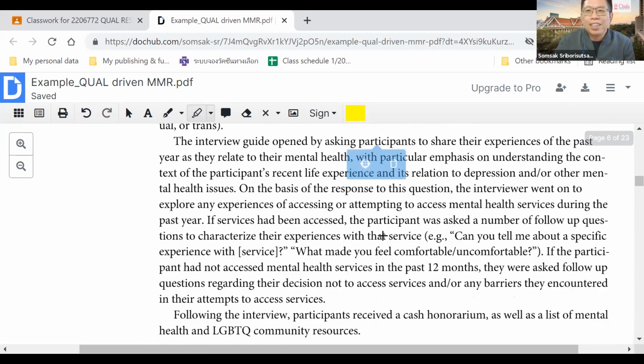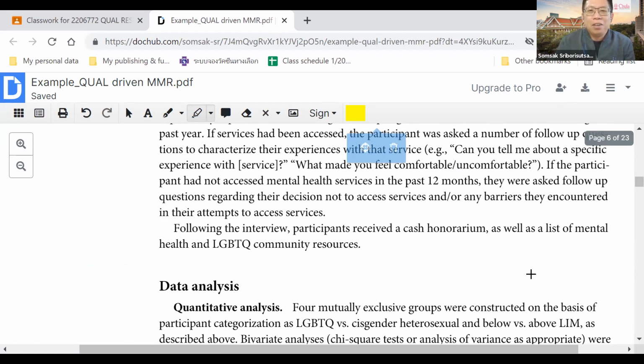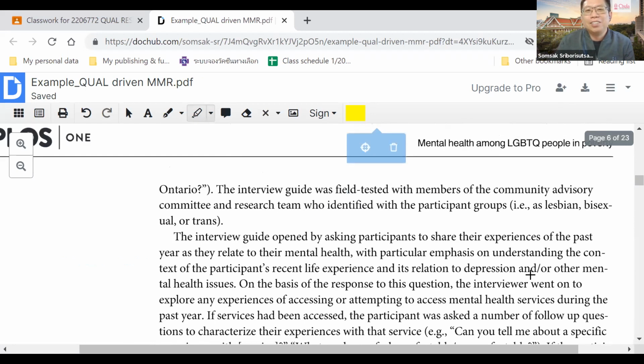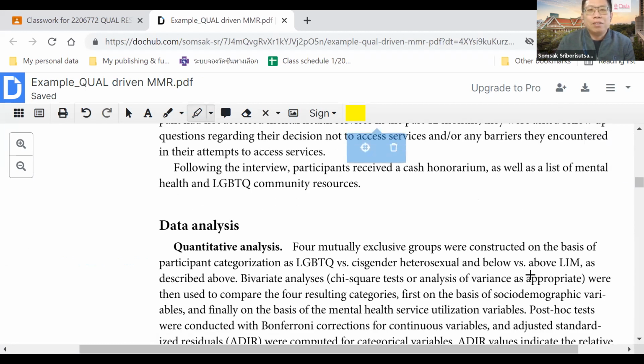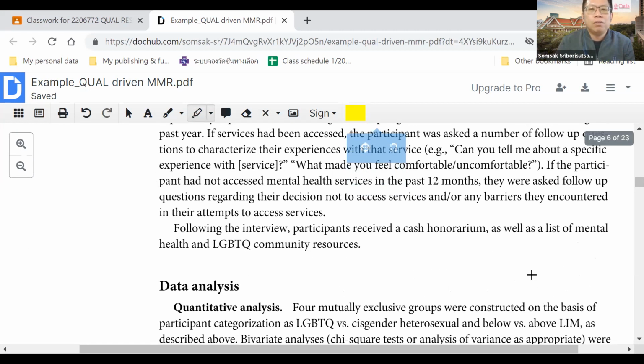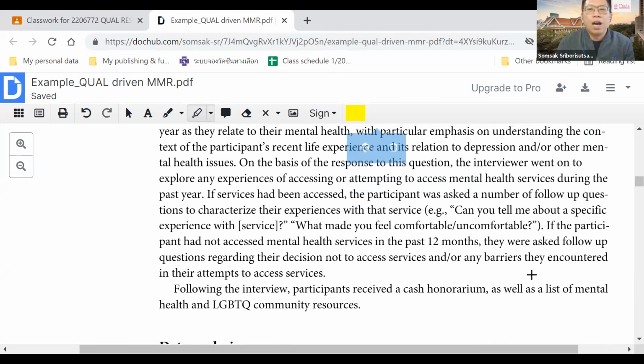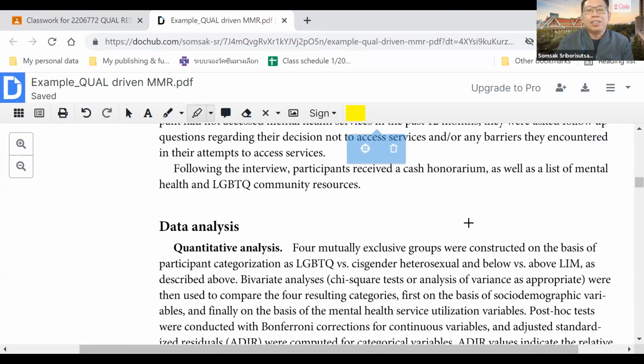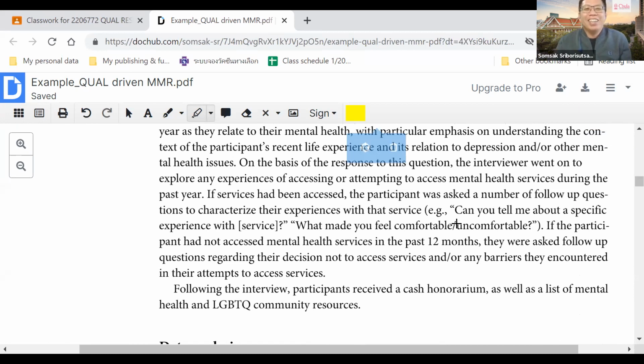Vincent, now it's your turn. Page six now. Before the start of the data analysis section, can you see the paragraph following the interview? Yes, you are dealing with research ethics now. Vincent, maybe this is a good example for your term paper. I assign you page six, Vincent.